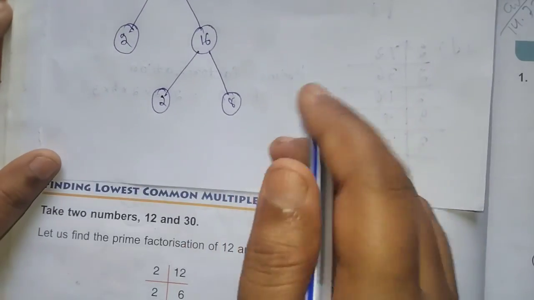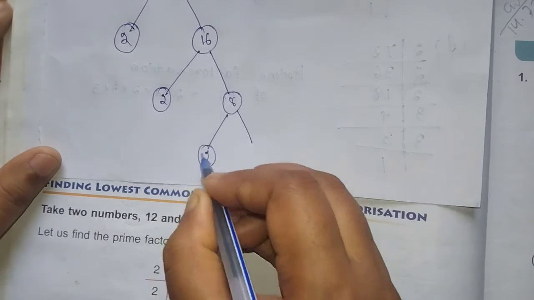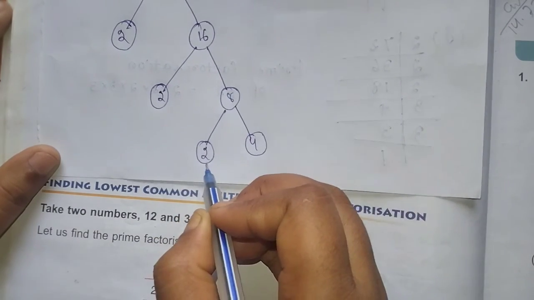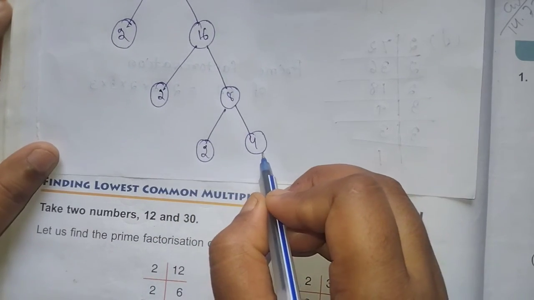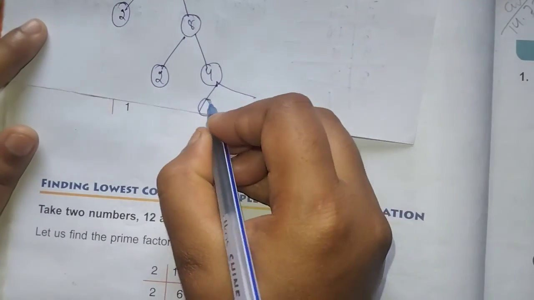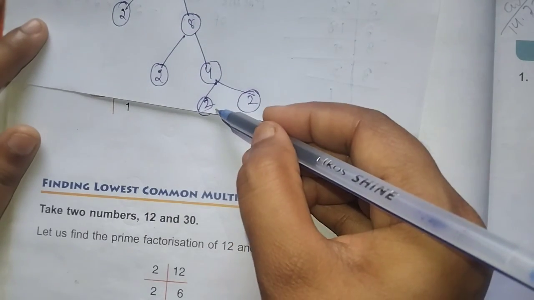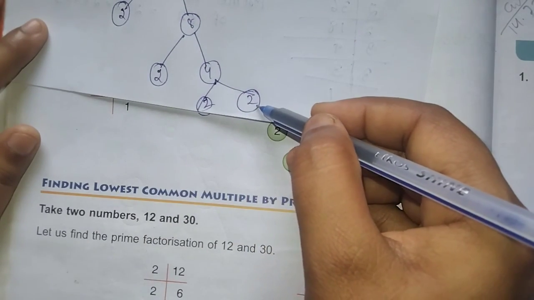Here again break 8 into 2 factors. 2 4s are 8. Here 2 is a prime number but 4 is a composite number. We can again break 4 into 2 factors. 2 2s are 4. Here 2 is a prime number and also 2 is a prime number.